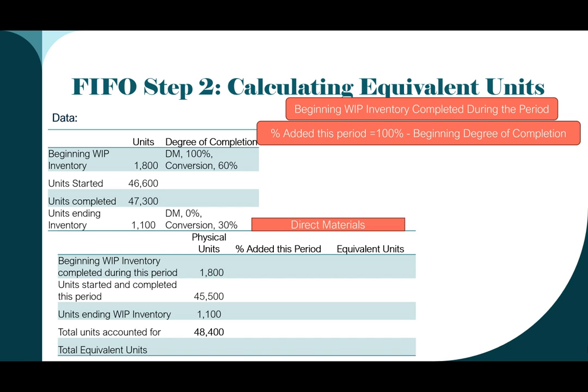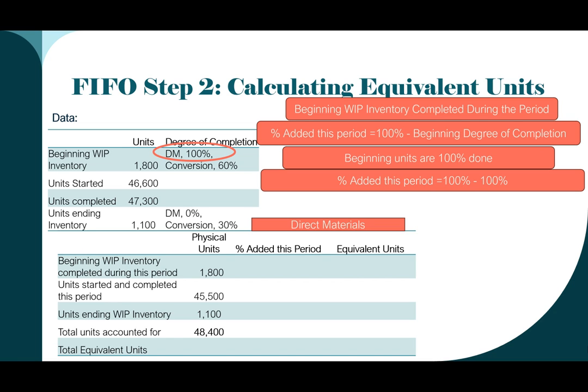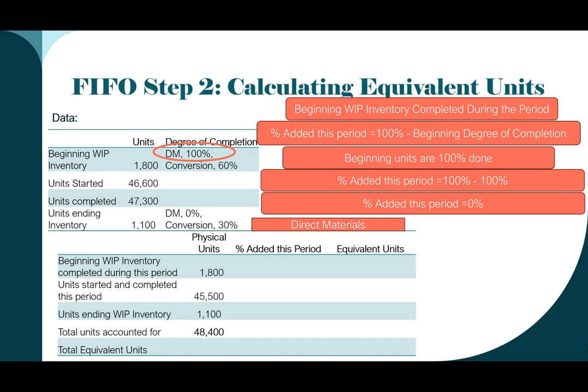In order to figure out how much more work was done during the period, we're going to take 100%, meaning it was done, minus the amount of completion that we had at the beginning. In this case, for direct materials, the units in process were 100% done with materials. Now, they were still in work in process because they weren't done with regards to conversion costs, but they were done with regards to materials. So when we calculate the percent added this period, it actually comes out to 0 because there were no more materials to add. So we're just going to put a 0 here in our percent added this period.